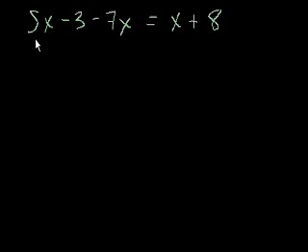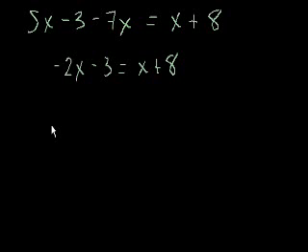So let's do the same thing. First of all, we can merge these two x's on the left-hand side. Remember, you can't add the 5 and the 3 because this 3 is just a constant term, while the 5 is 5 times x. But the 5 times x and the negative 7 times x you can merge. You just add the coefficients, so it's 5 and negative 7. So that becomes negative 2x minus 3 is equal to x plus 8.